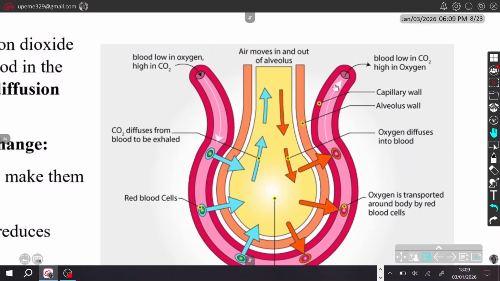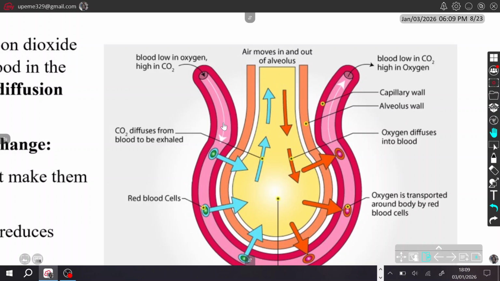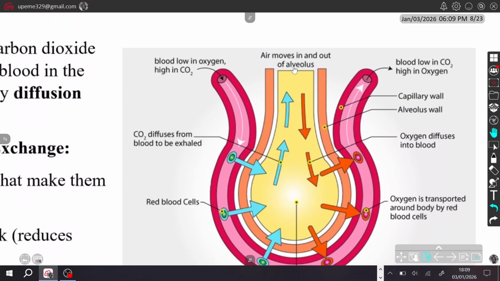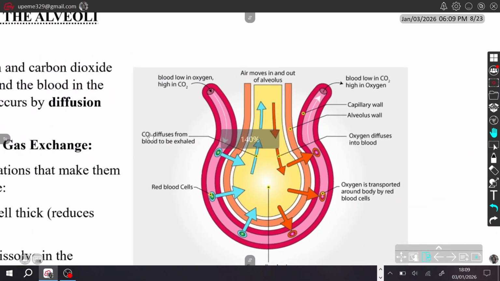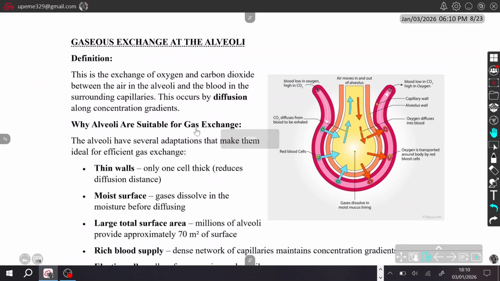So these red blood cells, blood low in carbon dioxide and high in oxygen, is transported to the heart so that it is pumped to the rest of the body. Now this is a blood capillary. Inside there is the tube, then this is the capillary wall. Then this wall here is called the alveoli wall. So air moves in and out of the alveolus. This one is moving out, carbon dioxide. This one is moving in, which is oxygen. So that is gaseous exchange, ladies and gentlemen.